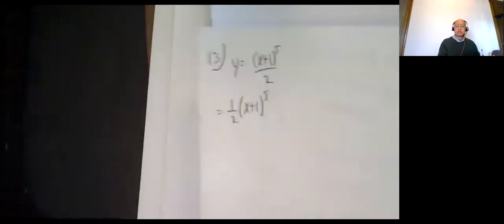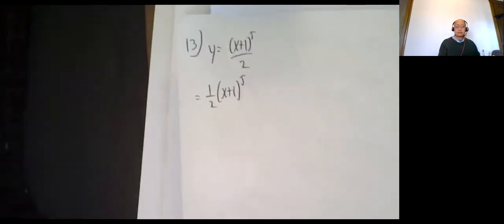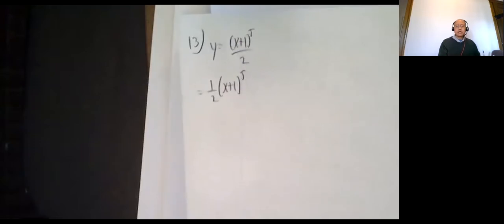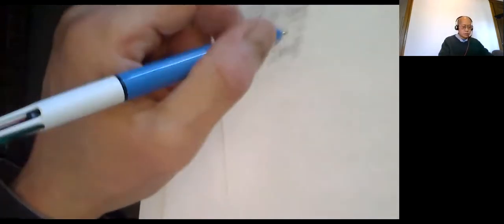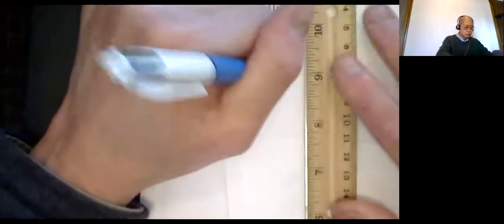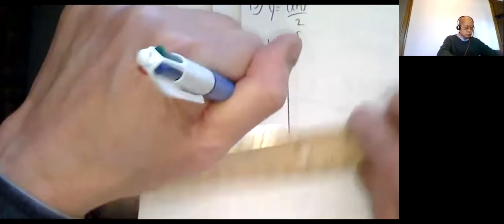x plus 1 to the 5th power divided by 2. Okay, I'm going to treat it as 1/2 (x plus 1) to the 5th. It's the same thing. Okay, so I'm going to start off with x to the 5th. Okay, x to the 5th, odd, so it goes through quadrants 1 and 3.